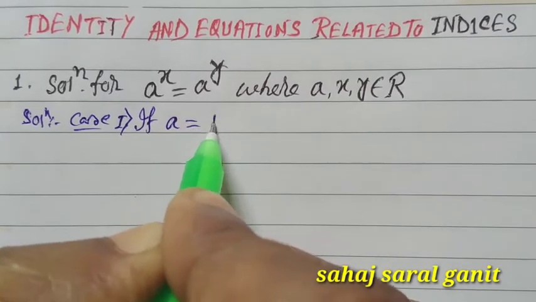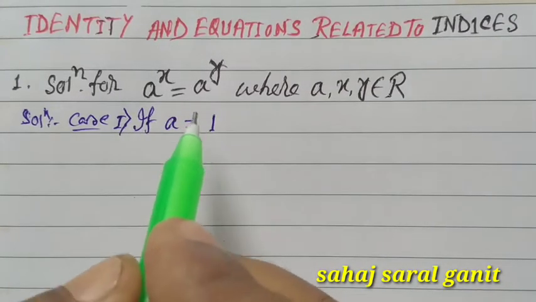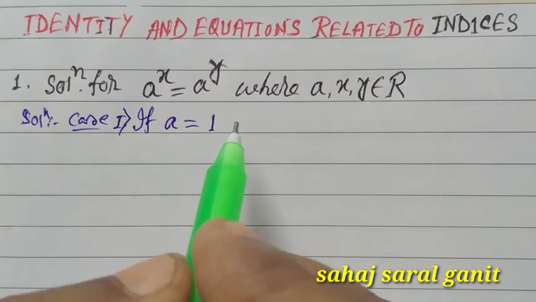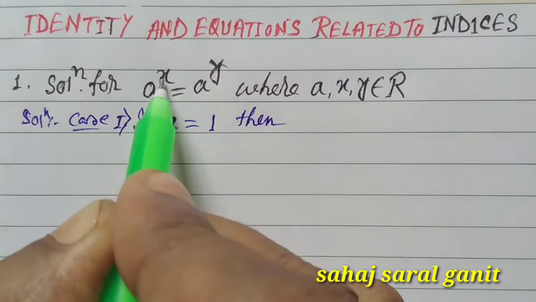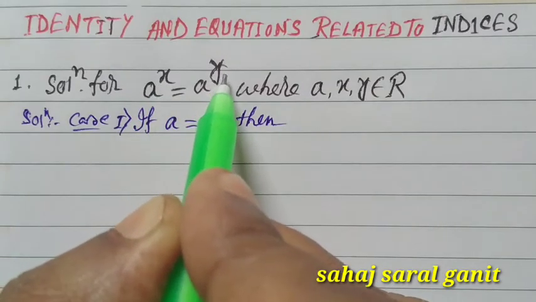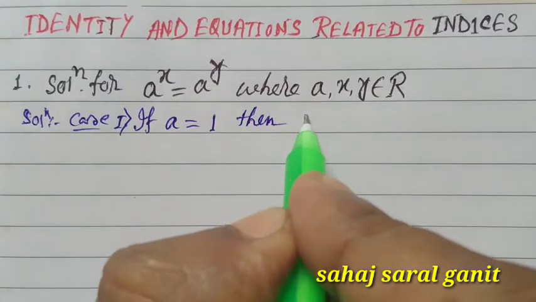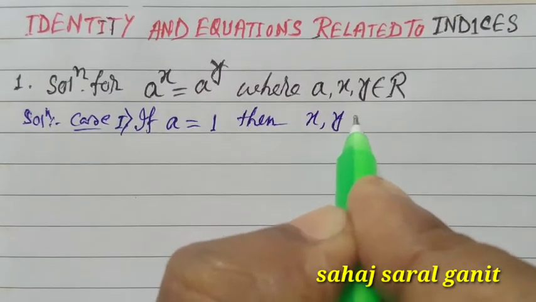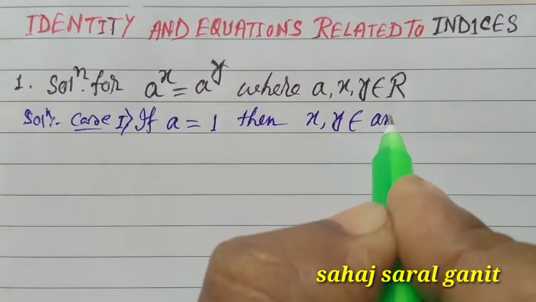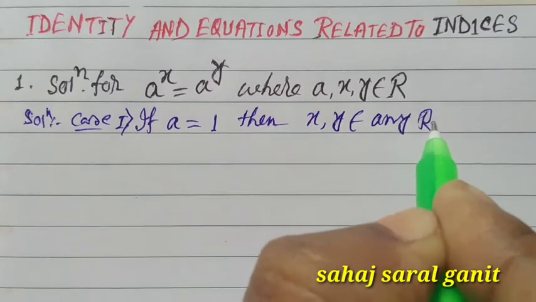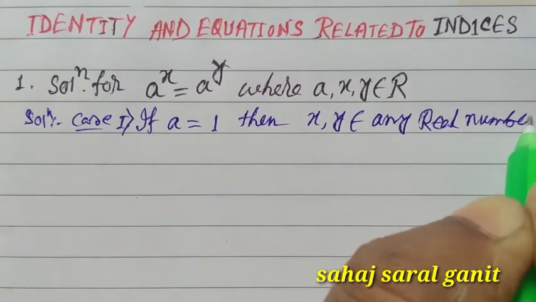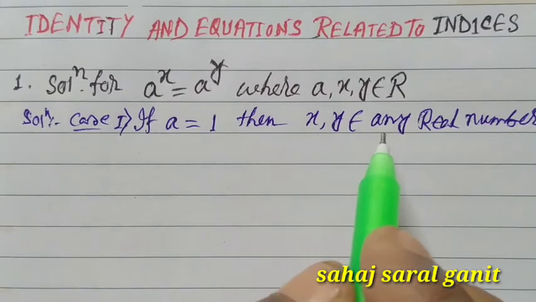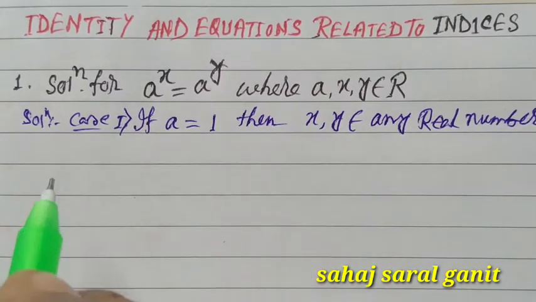a is equal to 1, then what happens? Then 1 to the power x is equal to 1, 1 to the power y is equal to 1. So x and y belong to any real number. That is, x and y may be any real number.